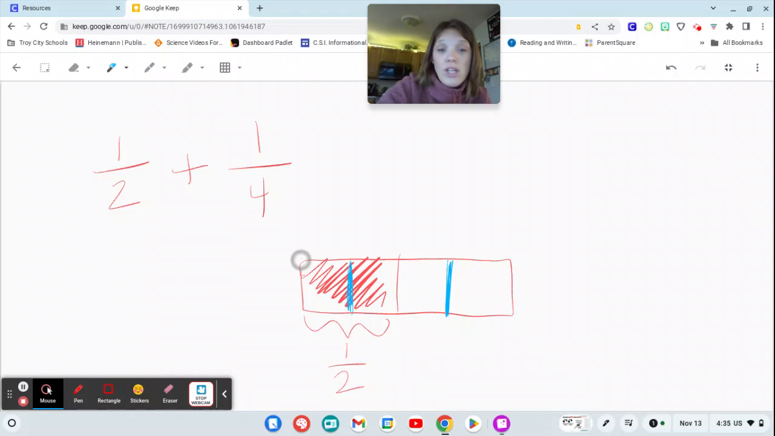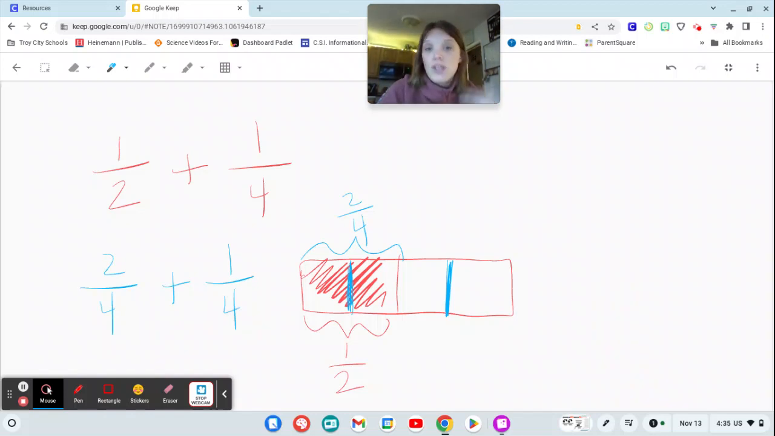I'm going to take a look at what I shaded in for my halves. I'm going to ask myself, how many fourths make up 1/2? Well, that would be 2/4. I just made an equivalent fraction. So when I rewrite my expression, 1/2 is equivalent to 2/4. Then I'll add my other 1/4. 2/4 plus 1/4 is 3/4. Okay? That's one method, one strategy.